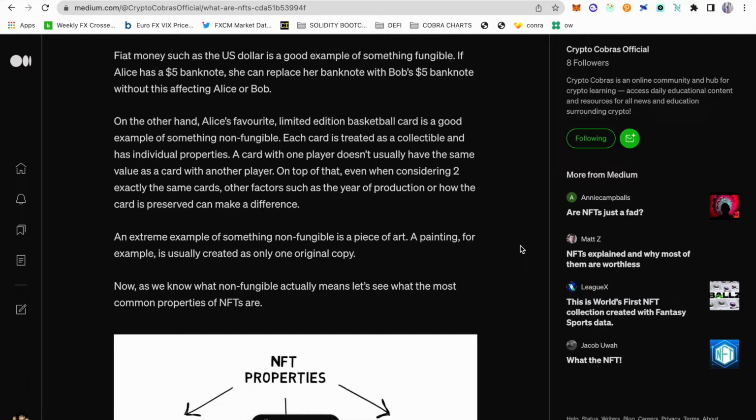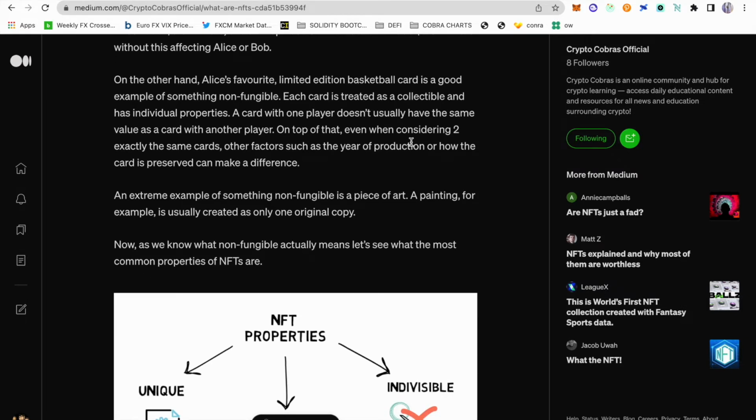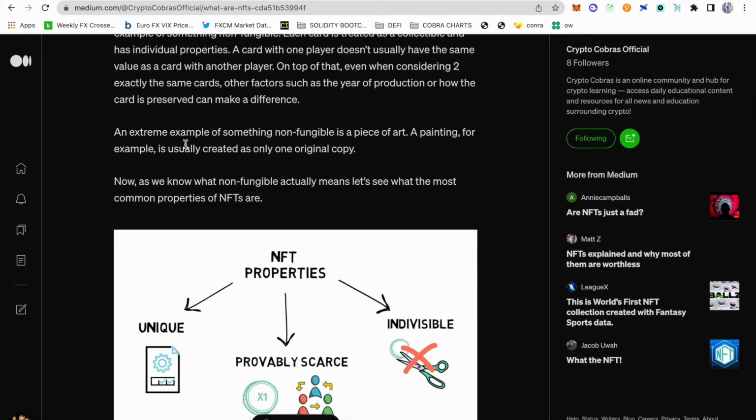Each card is treated as a collectible and has individual properties. A card with one player doesn't usually have the same value as a card with another player. On top of that, even when considering two exactly same cards, other factors such as the year of production or how the card is preserved can make a difference. An extreme example of something non-fungible is a piece of art. A painting, for example, is usually created as only one original copy.